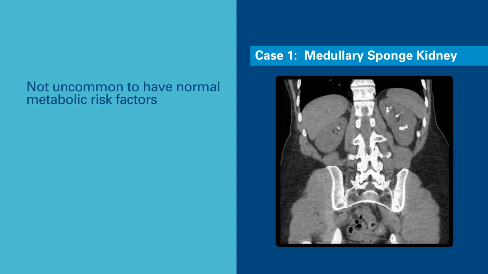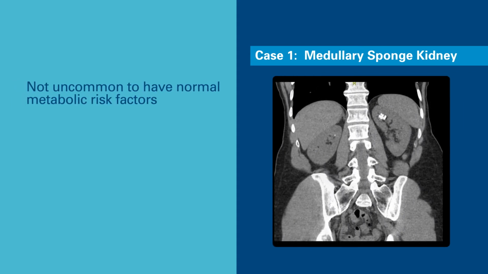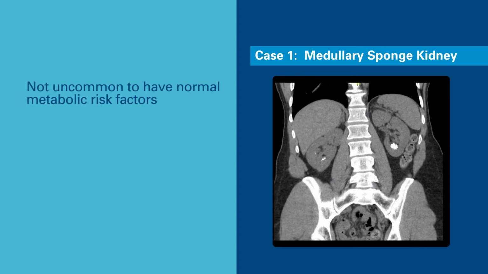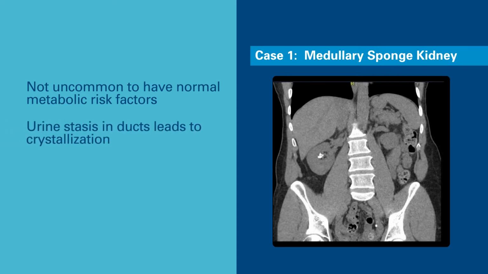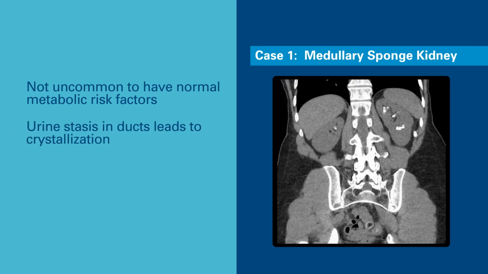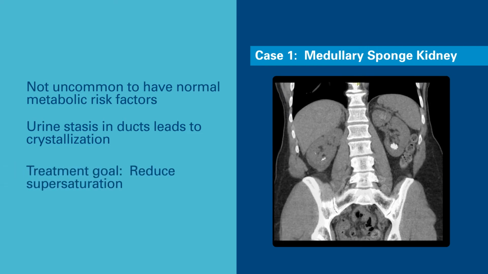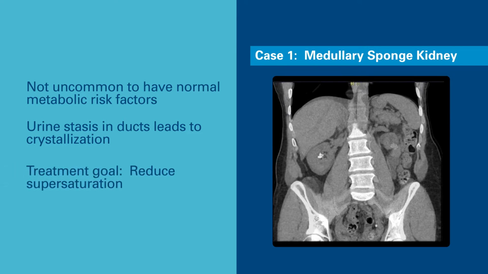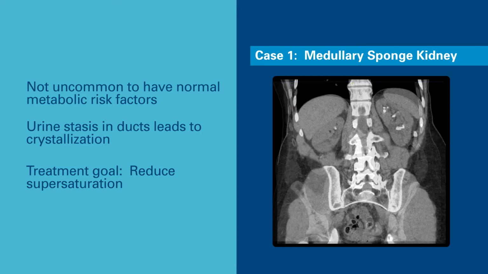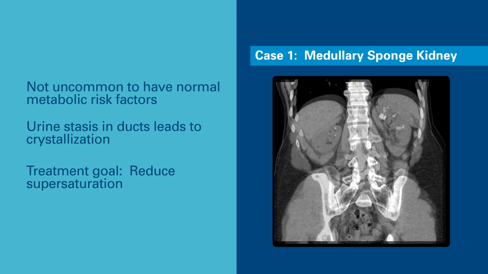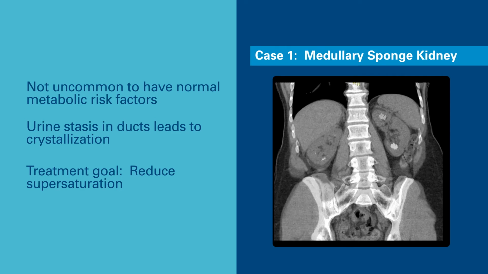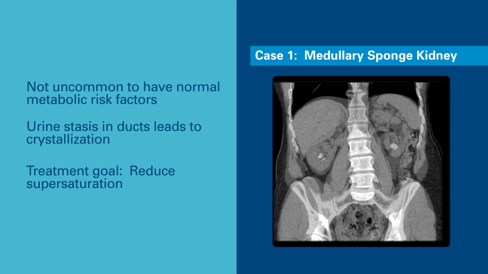And it is not uncommon for these patients to have normal metabolic stone risk factors, but there is surely urine stasis occurring in the ducts, and if it's supersaturated, then crystallization is occurring. So reduction of that supersaturation is our main treatment goal. Medical management is important, as 50% of symptomatic kidney stone events could be prevented by addressing modifiable risk factors.